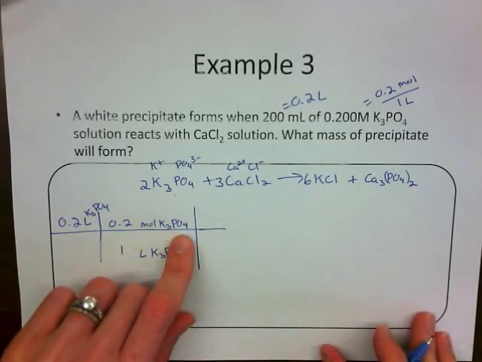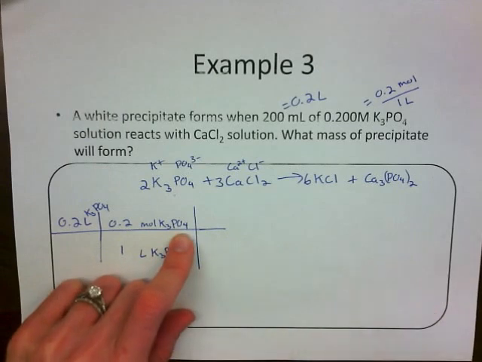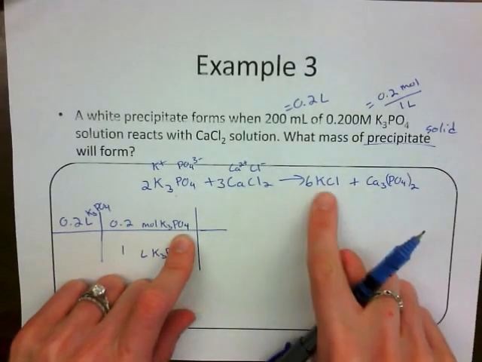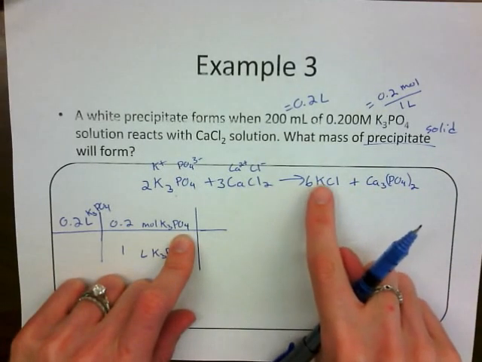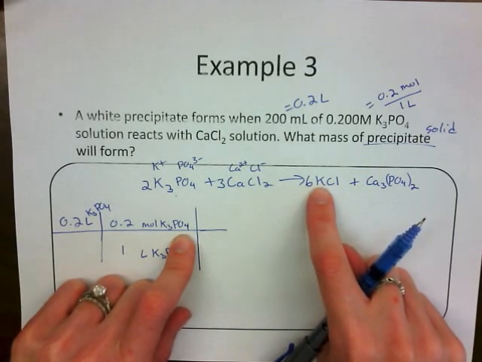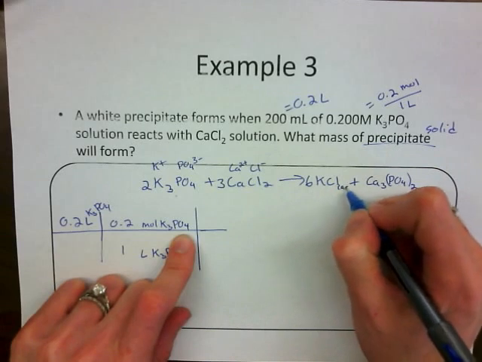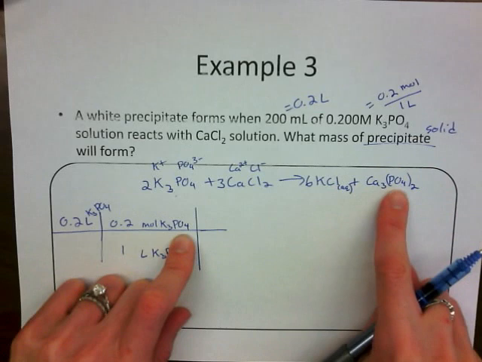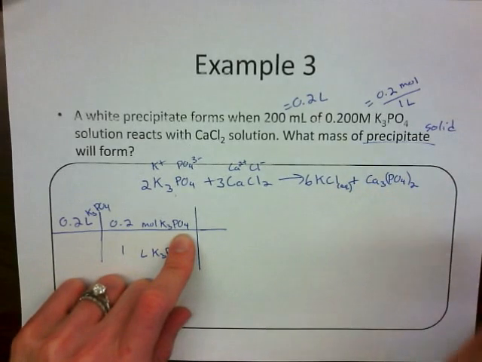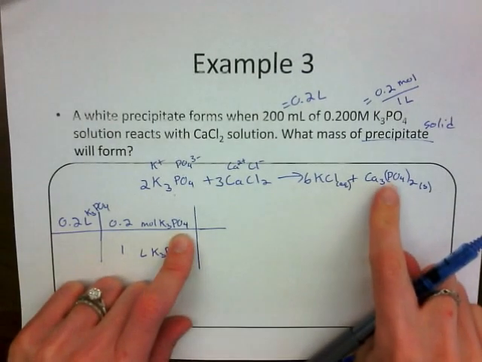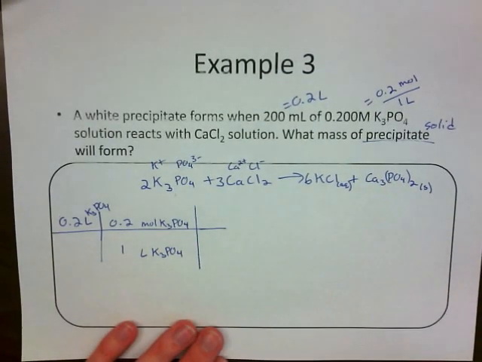And I want, now what do I want actually? I want to know the precipitate. That's the solid. Which one of these will be solid? Let's think about our solubility rules. On that first rule, potassium is an alkali metal. It's always soluble, so this would be aqueous. Phosphates, always insoluble except for some exceptions. None of those are calcium, so that's my solid. Alright, so I'm looking for what's the mass of calcium phosphate.